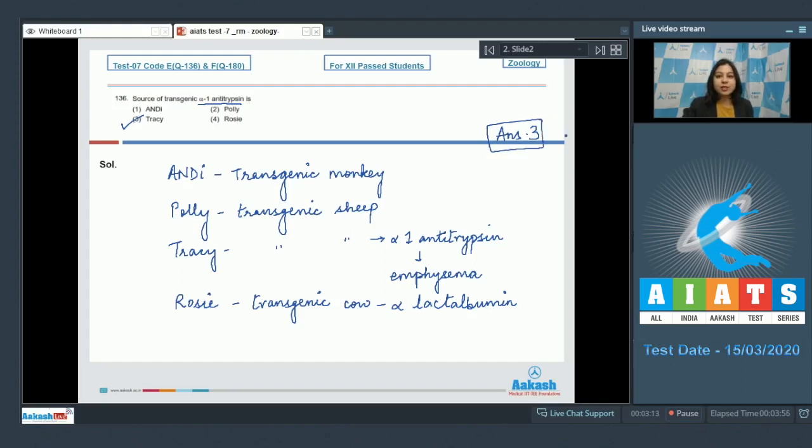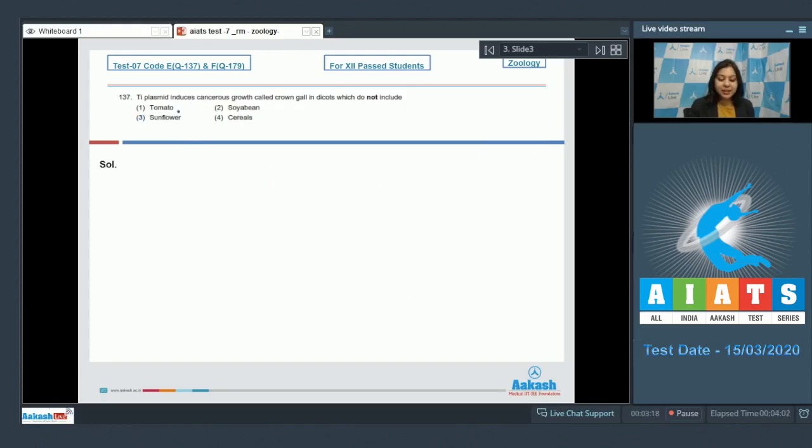Proceeding to the next question, students. Question number 137. TI plasmid induces cancerous growth called crown gall in dicots which do not include. Here we have to identify a crop that is not dicot. Tomato is a dicot, so is incorrect. Soybean again dicot, so incorrect. Number 3, sunflower is also dicot, so is incorrect. Number 4, cereals are monocots like rice and wheat. So the correct answer becomes option number 4.